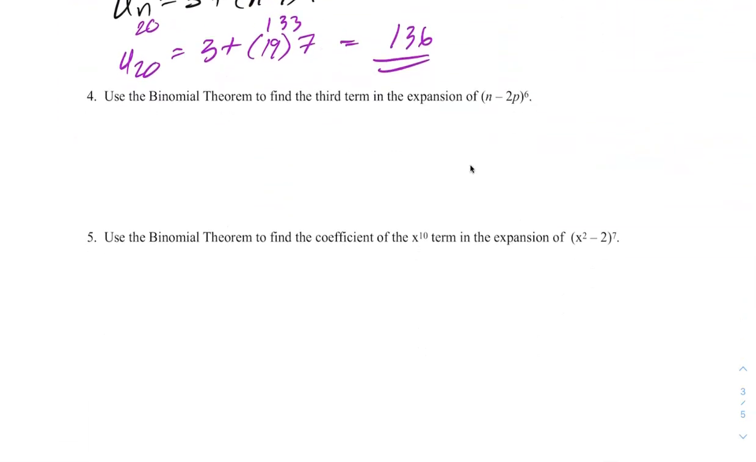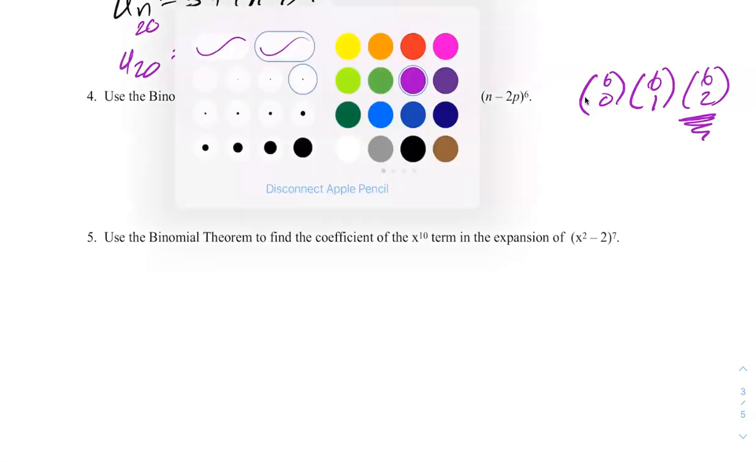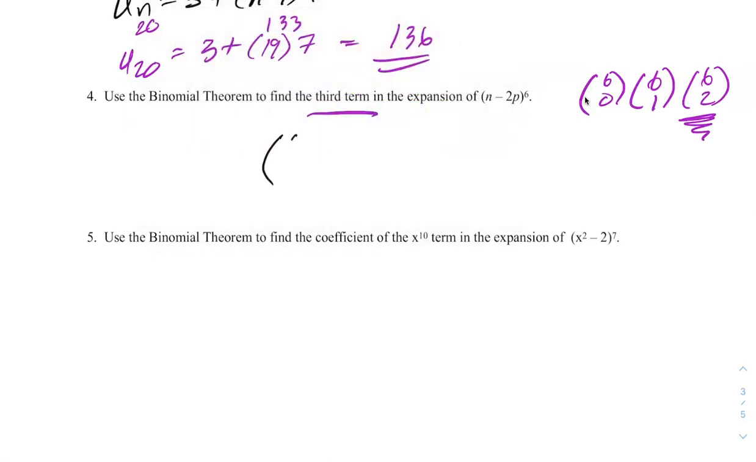Okay, a couple of my favorite problems. Use the binomial theorem to find the third term of the expansion. Remember, for the third term of the expansion, you've got to know how this works. The first term of the expansion is always 6 choose 0, or whatever the power is over 0. The second term will be 6 choose 1. The third term will be 6 choose 2. So that's the one I want. We always write the same thing: 6 choose 2, and then the first term, n, and the second term, negative 2p.